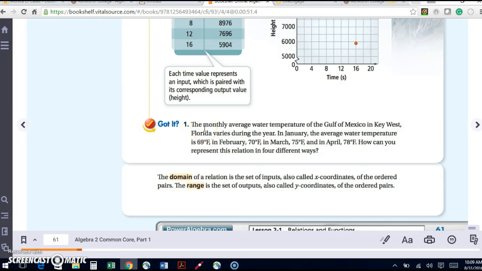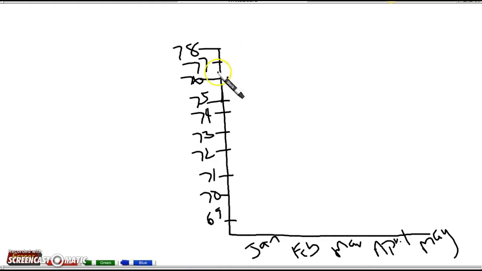It says the monthly average water temperature of the Gulf of Mexico at Key West, Florida, varies during the year. In January, the average water temperature is 69 degrees Fahrenheit. In February, it's 70 degrees. In March, it's 75. In April, it's 78. How can you represent this relation in 4 different ways? I just made a graph to kind of start us off, but let's do ordered pairs first.